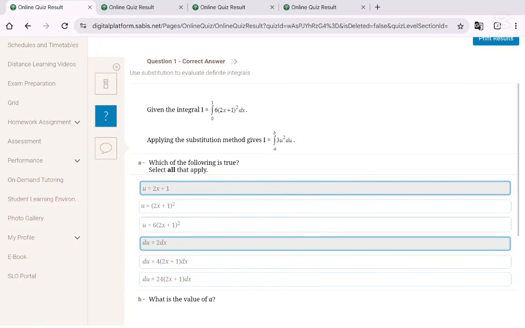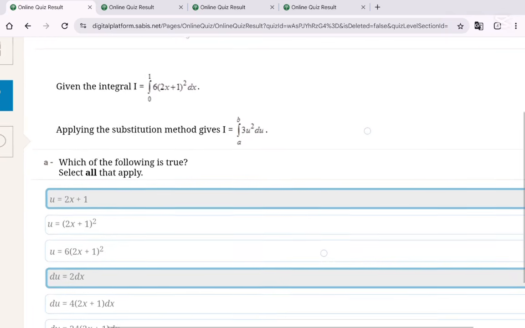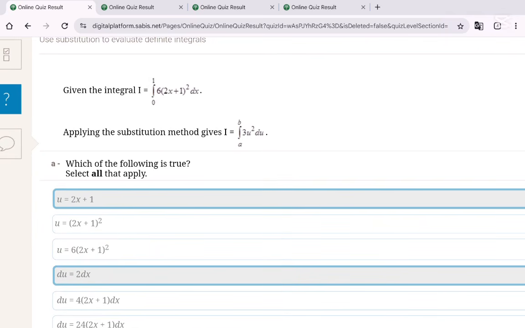So today I'm going to be explaining section 5.2 of the course practice for the math. I'm going to start with the first question. It says, given the integral I is equal to the integration from 1 to 0 of 6 times (2x plus 1) squared dx, applying the substitution method gives us this answer.